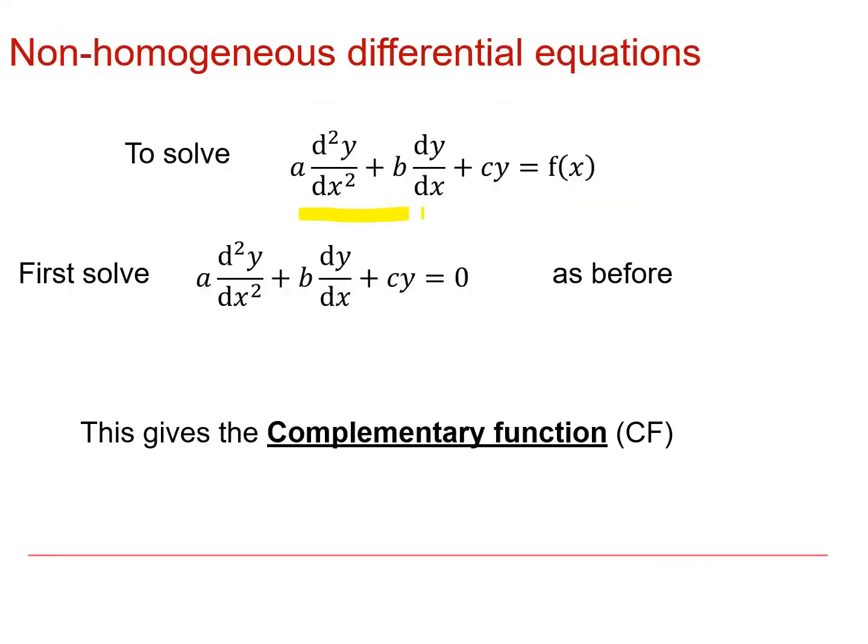So to solve this second order differential equation, which is non-homogeneous if this function on the right hand side is non-zero, we first solve the homogeneous version of that equation. In other words, we put it equal to naught and solve it as we have done before. Its general solution we now call the complementary function because it only forms part of the general solution for this non-homogeneous equation.